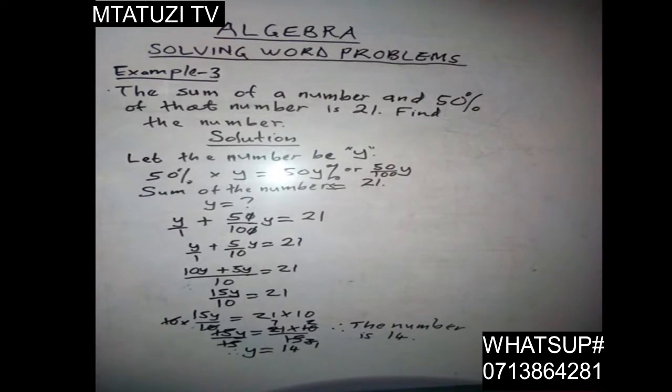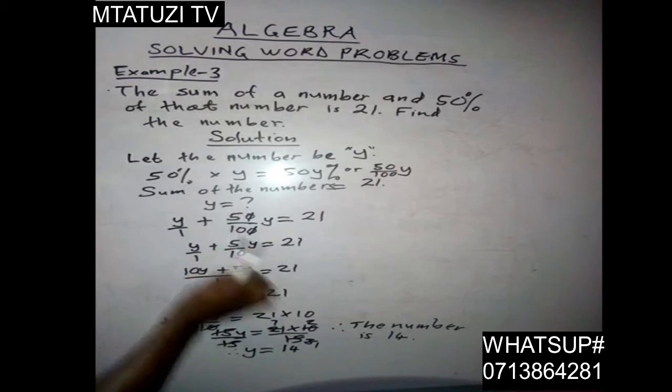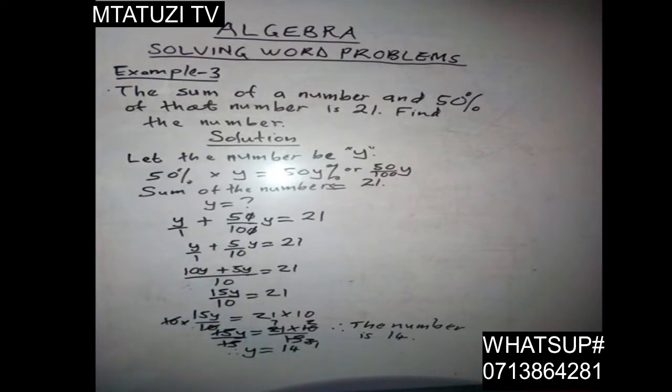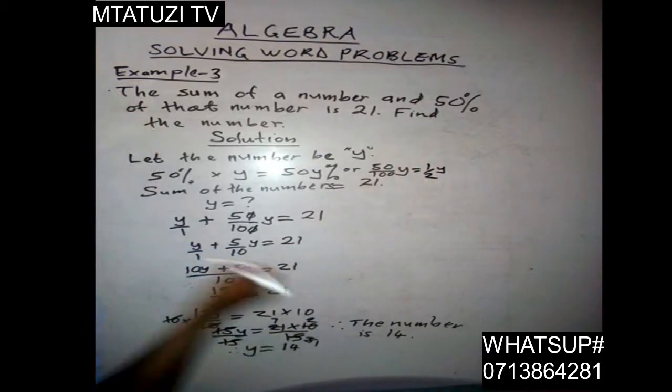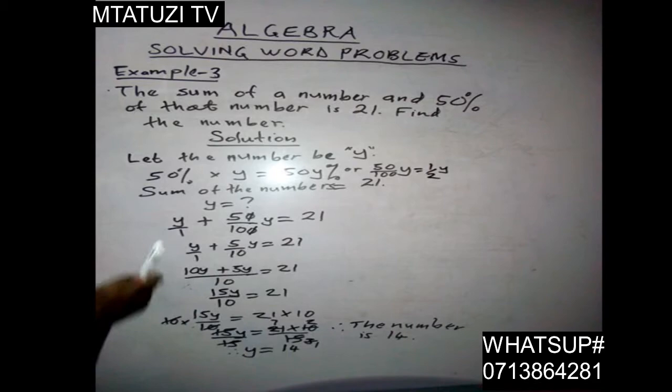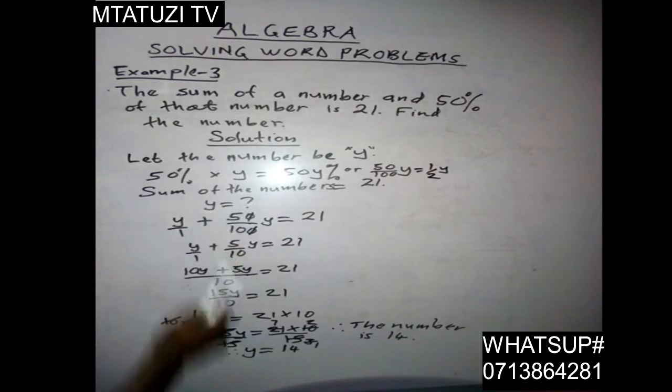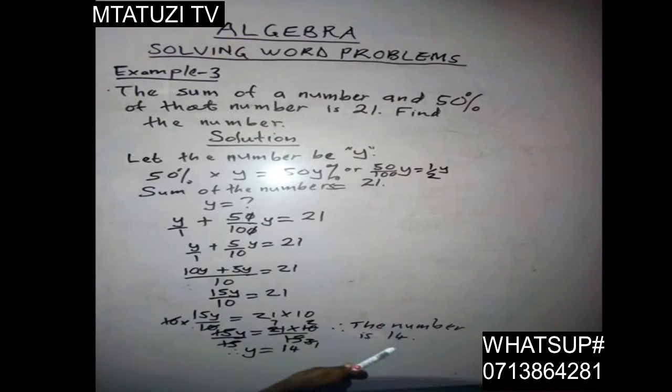So when you take 14 and then you add 50% of that 14, you will get 21. We can prove it: 14 plus a half of that 14, because 50% is the same as a half. A half of 14 is equal to how much? 7. So 14 plus 7, you will get what? 21. So that is the correct answer. The answer there is 14.